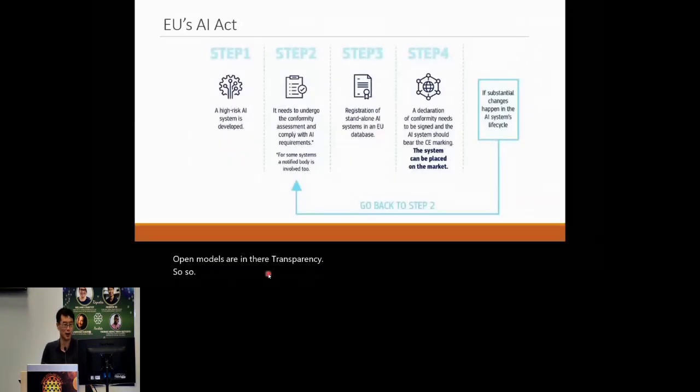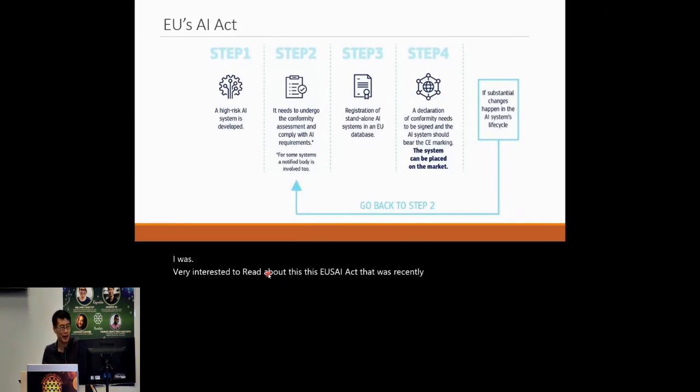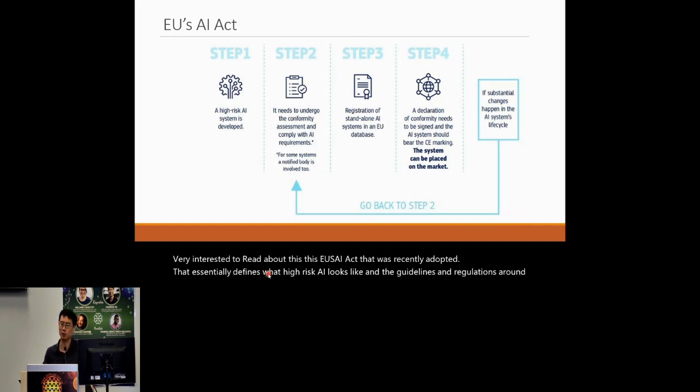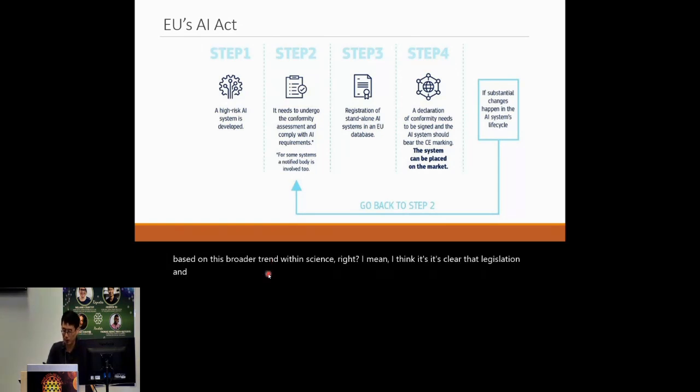I was very interested to read about the EU's AI Act that was recently adopted, that essentially defines what high-risk AI looks like and the guidelines and regulations around how high-risk AI will be developed, deployed, and updated. Based on this broader trend within science, I think it's clear that legislation and regulation is probably part of the future. But I also think that within the scientific research domain, we also have the opportunity and arguably the obligation to create that culture of responsible use of AI technologies.